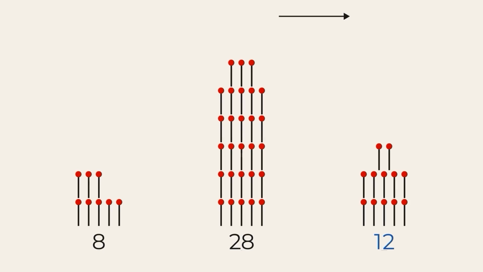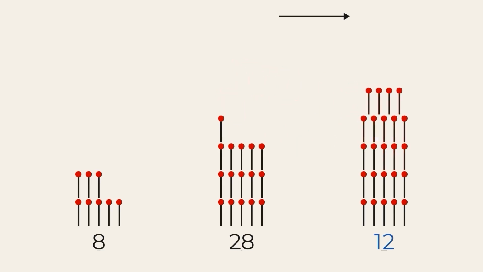Operation 2. Pile 2 gives pile 3 as many as pile 3 has. Pile 3 has 12. Transfer 12 from pile 2. Pile 2. 28 minus 12 equals 16. Pile 3, 12 plus 12 equals 24. Pile 1. Unchanged at 8.